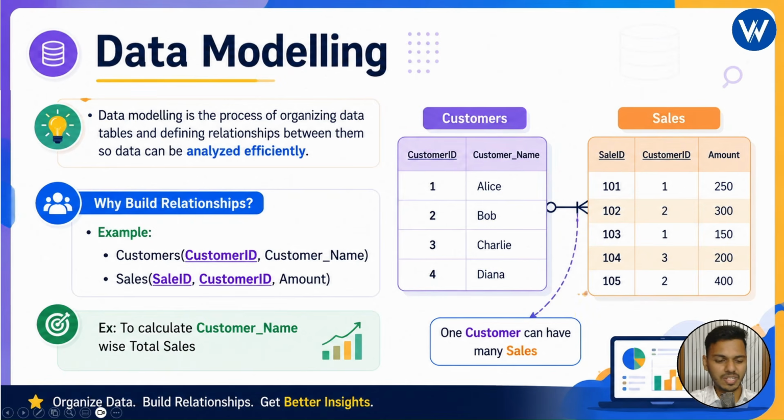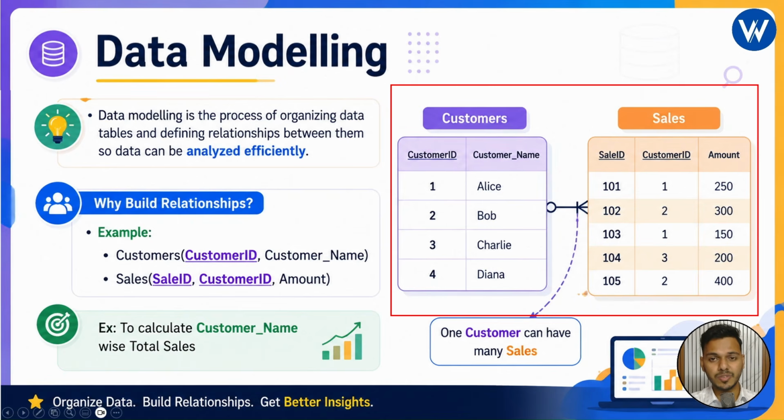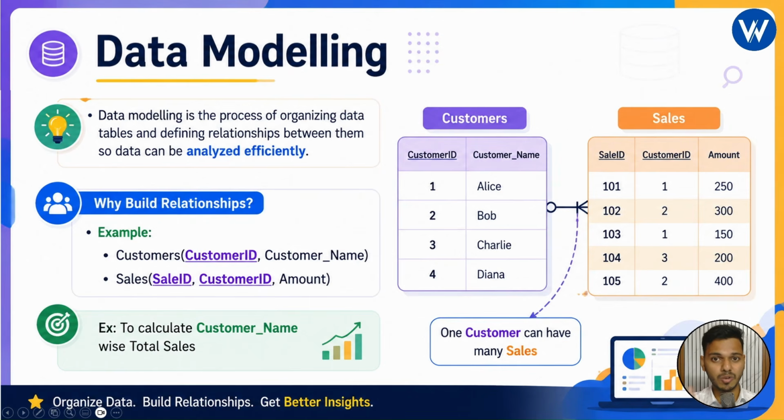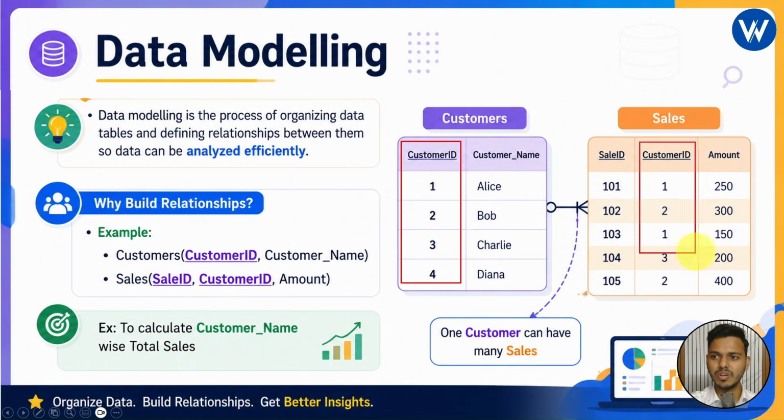Now look at the screen carefully. If you want to connect two tables, you need to have at least one common column between both the tables. Here we can see the customer ID column is present in both the customer table and the sales table. But in the customer table, this customer ID record is unique. Here you can see the unique records are 1, 2, 3, 4. These are the unique customer IDs assigned to each customer name. Whereas in the sales table, the customer ID record is repeated.